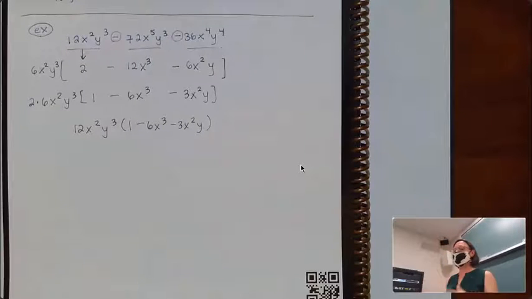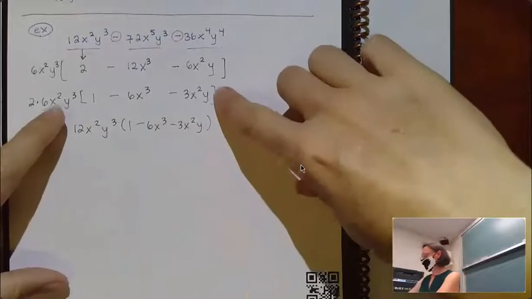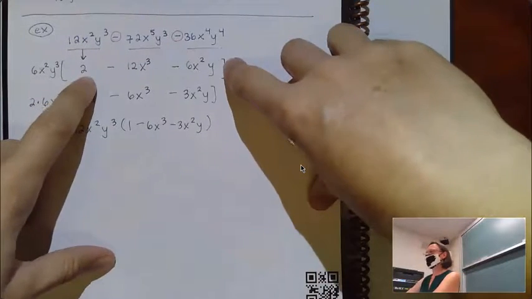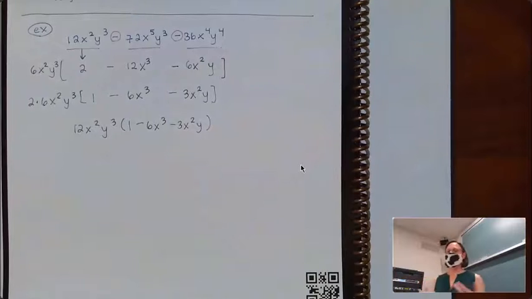If the problem says to factor completely, then it is important that if we see something else that we could have pulled out, that we take the time to pull that extra thing out.